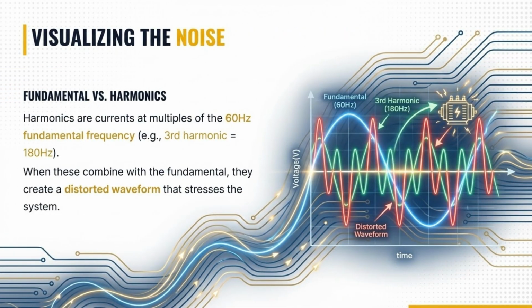Harmonics are currents at multiples of the fundamental frequency, like a 60 Hz fundamental. For example, the third harmonic is 180 Hz. When these combine, they create a distorted waveform that stresses the system.